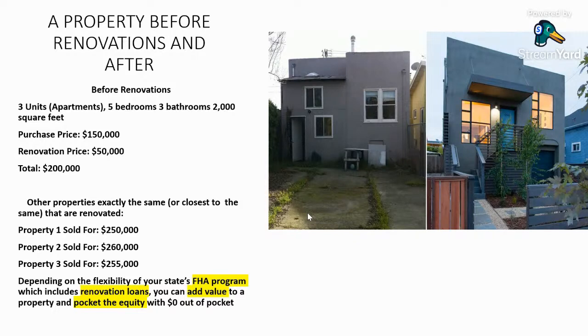Again, depending on the flexibility of your state's FHA program, which includes renovation loans, you can add value to a property and pocket the equity with $0 out of pocket, right? It ain't no scam. Because when I first heard this, before I even knew about real estate, that you could get these $100,000 properties for no money out of pocket, I was like, man, get out my face with that. That's what I first thought.